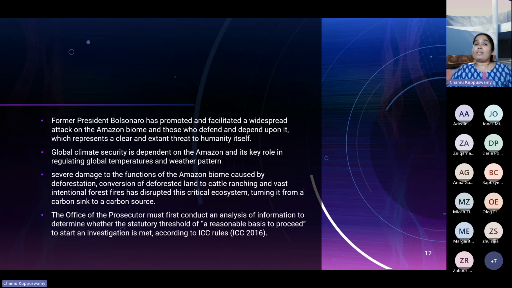the Amazon, rather than being a carbon sink, becoming a carbon source, meaning that because of these actions, it's emitting carbon dioxide.